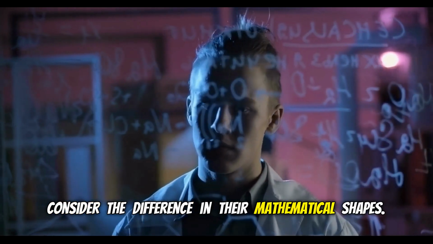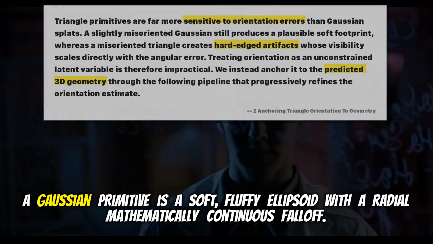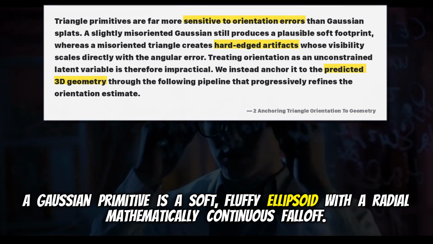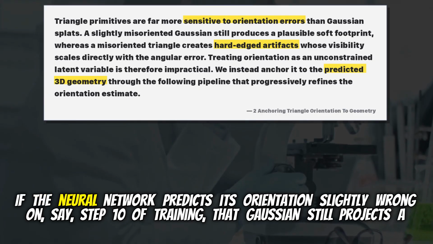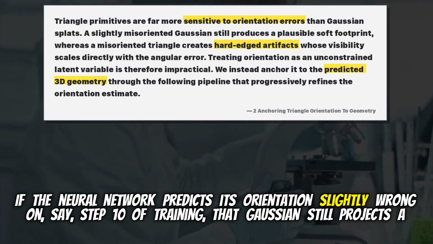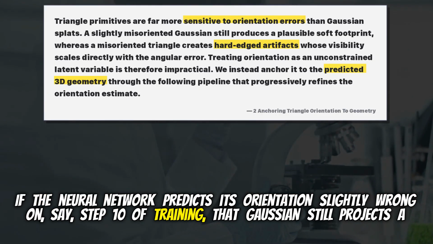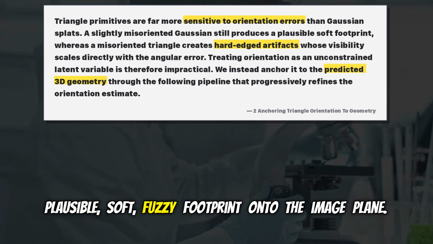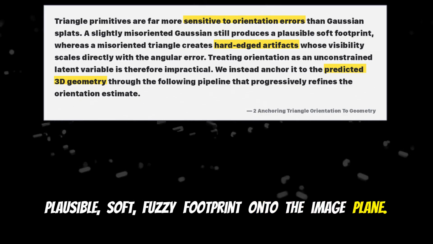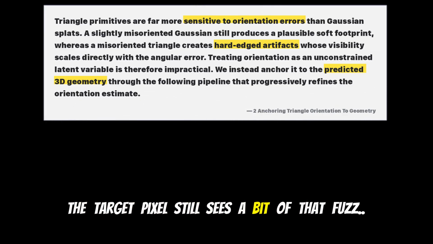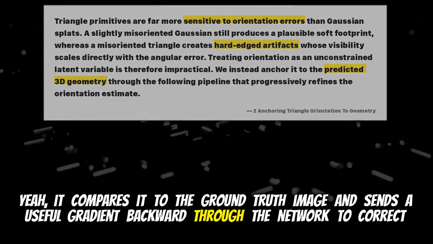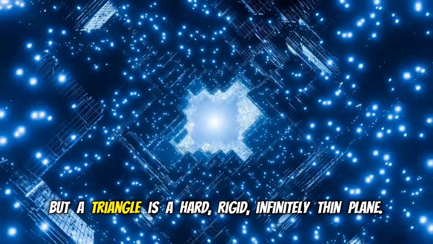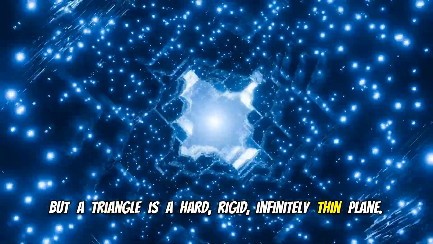Consider the difference in their mathematical shapes. A Gaussian primitive is a soft, fluffy ellipsoid with a radial mathematically continuous falloff. Right. If the neural network predicts its orientation slightly wrong on, say, step 10 of training, that Gaussian still projects a plausible, soft, fuzzy footprint onto the image plane. The target pixel still sees a bit of that fuzz. Yeah, it compares it to the ground truth image and sends a useful gradient backward through the network to correct the angle.